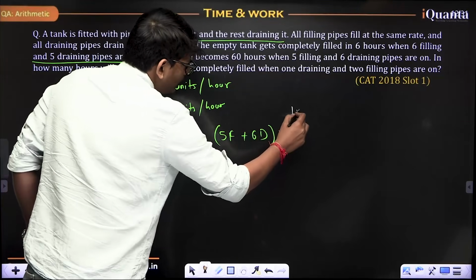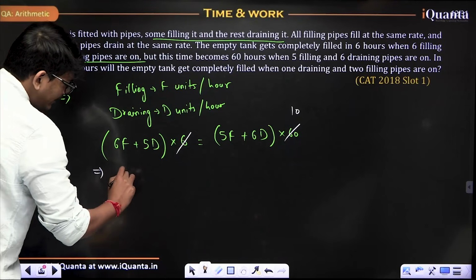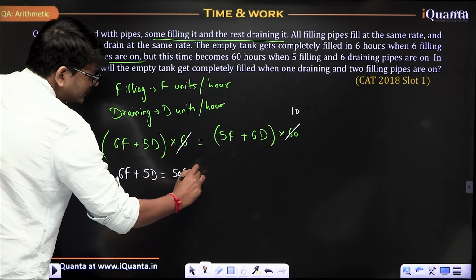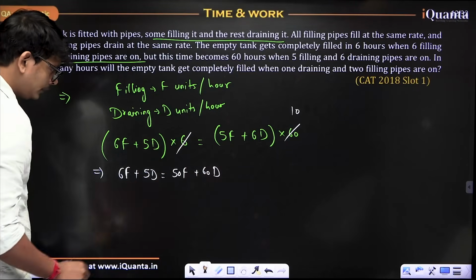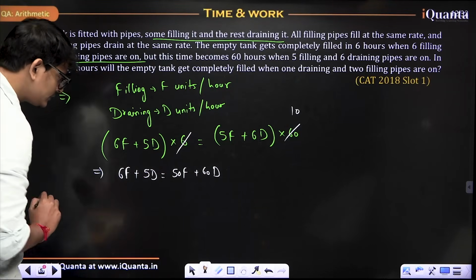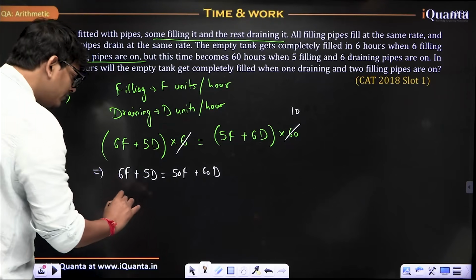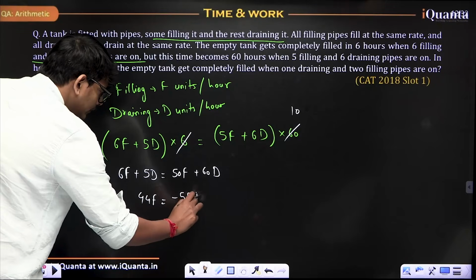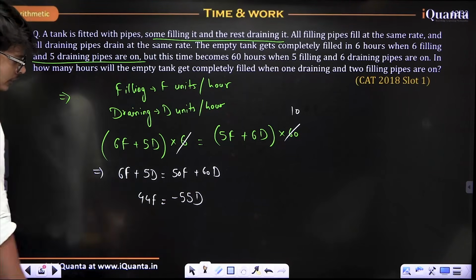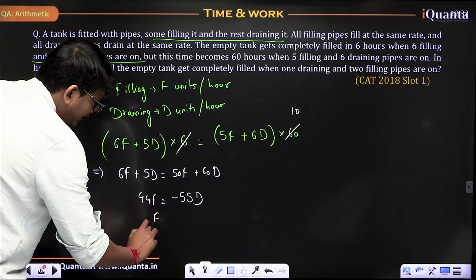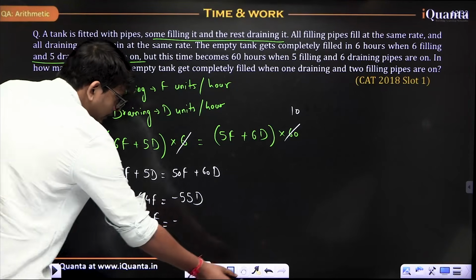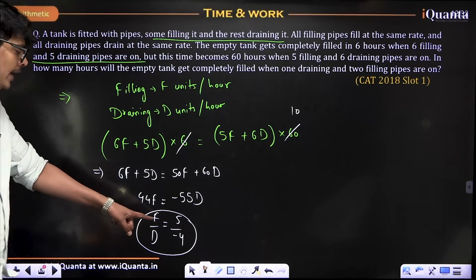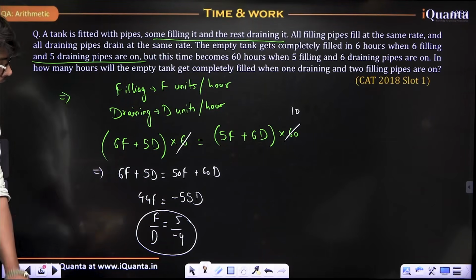This got cancelled out. So 6F plus 5D, 50F plus 60D. You can check, this is coming out as 44F is equal to minus 55D. ठीक है, तो यहां से आपको F by D की वैल्यू मिलेगी 5 upon minus 4. Remember, F की वैल्यू पॉजिटिव होगी, D की वैल्यू नेगेटिव, राइट?